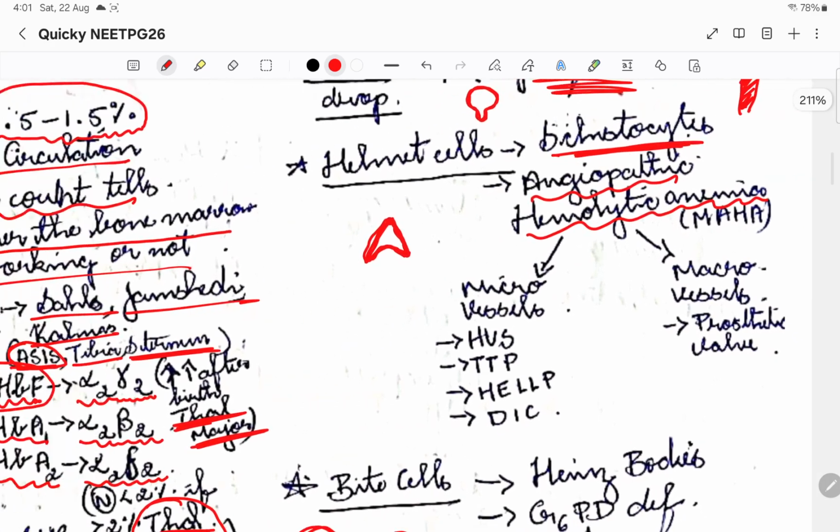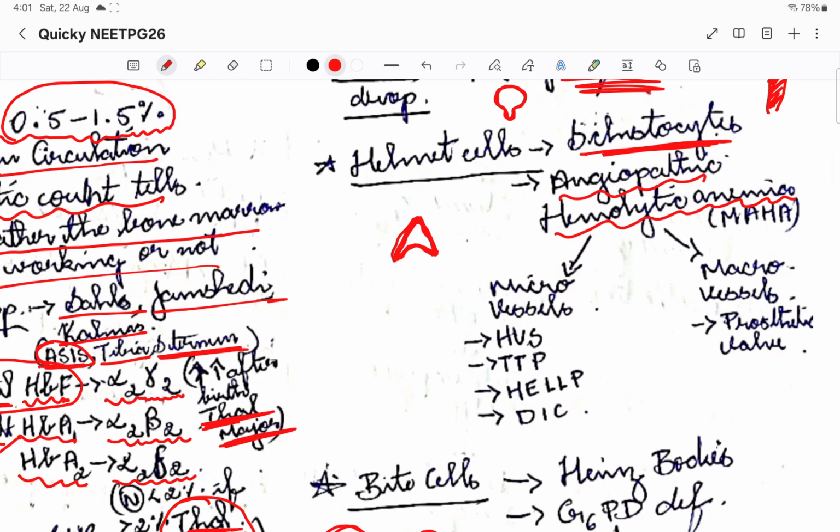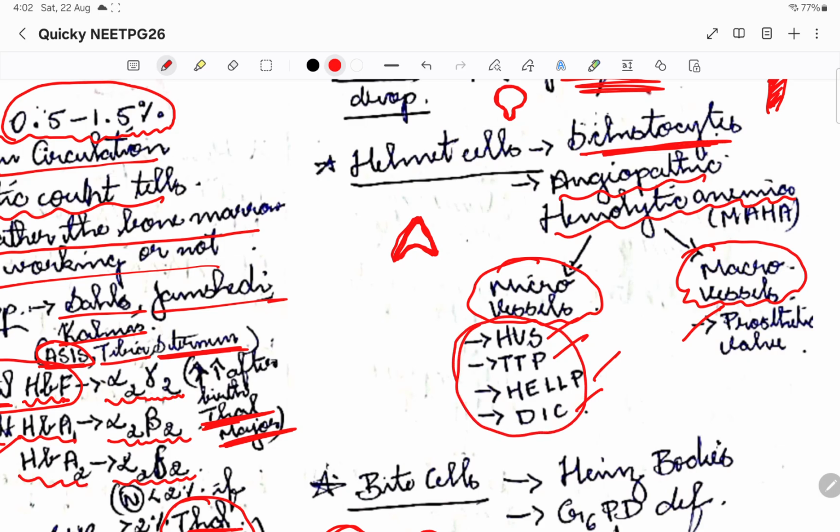There are two types of angiopathic hemolytic anemia. One is micro vessel and the other is macro vessel based hemolytic anemia. Micro vessel causes are HUS, TTP, HELLP syndrome, and DIC. Whereas large vasculature is prosthetic valves. So in prosthetic valves, if this is happening and we are seeing helmet cells, then it is going to be macro vessel based angiopathic hemolytic anemia. Each of these syndromes I'll discuss further going on, but remember these micro vessel diseases are what cause the helmet cells.